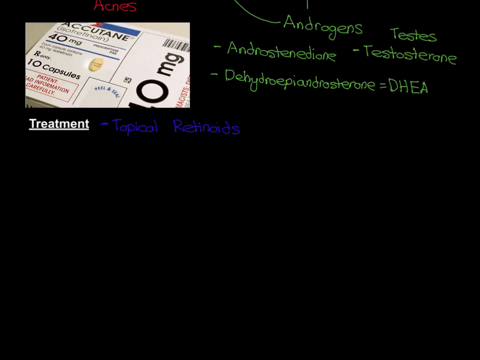So, retinoids, powerful derivatives of vitamin A. So, what are the examples of topical retinoids? Well, I'm going to give you 2 examples of topical retinoids. They're effectively equivalent. One is adapalene and the other is tazarotene.